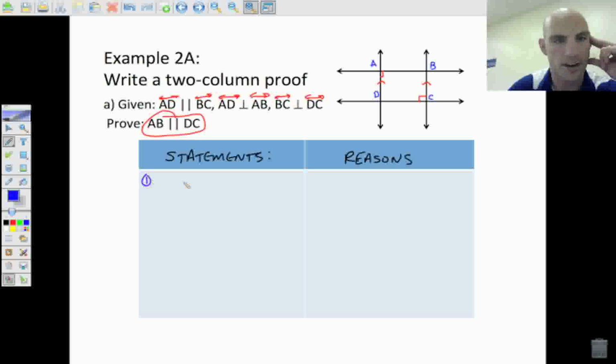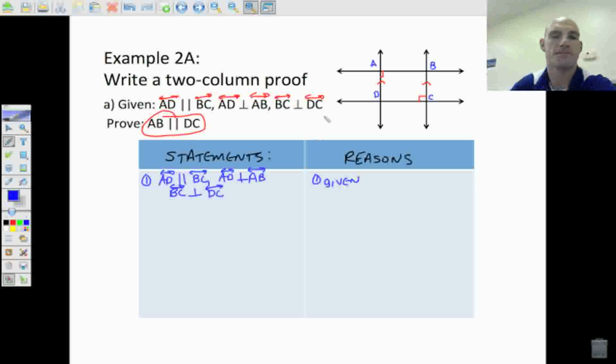First of all, I'm going to take my givens. So AD parallel to BC, and I've got AD perpendicular to AB, and I'm making sure to put my lines above this so I know what I'm talking about. I also have BC is perpendicular to DC. The reason I can say all this is because these are given.